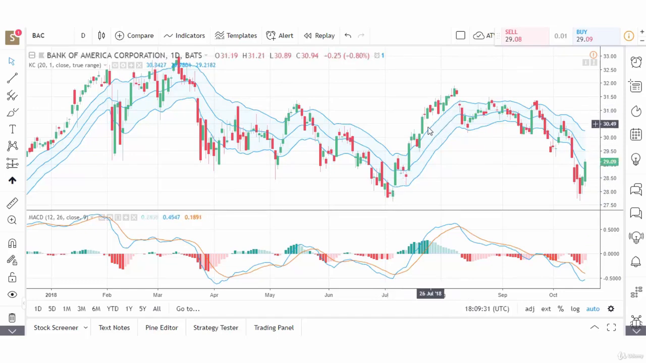As the stock breaks out of the channel, we can move our stop closer and keep a trailing stop as the stock moves up. Now let's look at what we would do if we were trading the stock today.